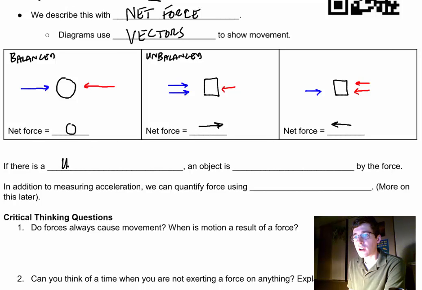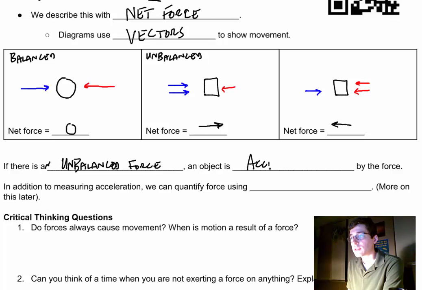So if there's an unbalanced force, an object is accelerated by that force. And we know acceleration is a change in velocity over time. So if I'm starting, my velocity is 0. As I start to accelerate my object, my velocity begins to change. So we're going to be looking at acceleration again.